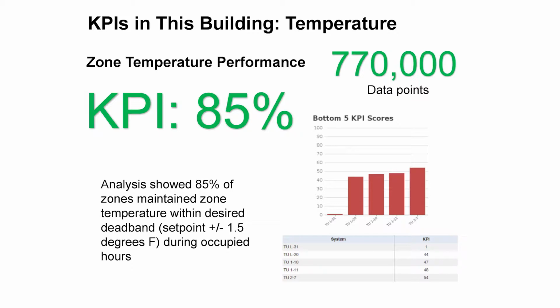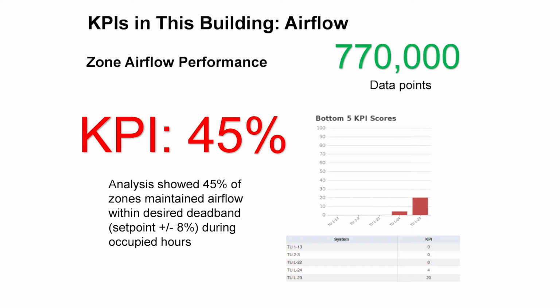And this is an example where we applied KPI rules for zone temperature, right? So you may be focused on zone temperature, and you can get a list of the zones that aren't performing, or you may be focused on airflow, right? And the same concept applies. You can get an idea of which zones aren't providing airflow correctly. Same thing with reheat energy.